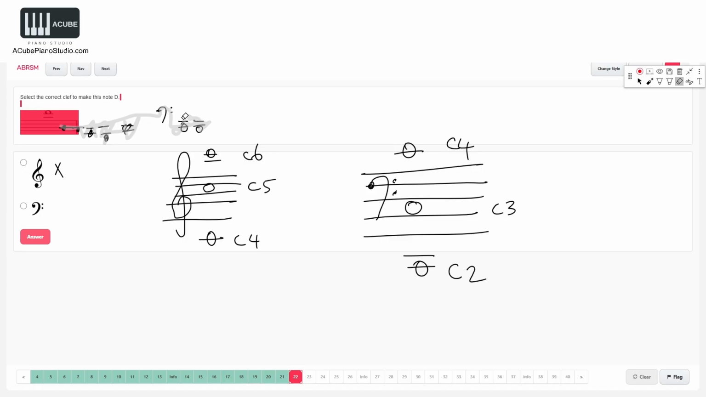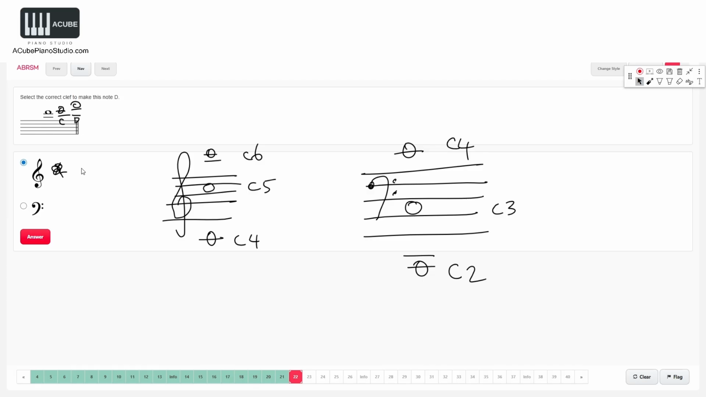Okay, so now we want to have D, right? So let's use this. If I have treble clef, then I'll use this C here as a reference because this is closest to this note here. This note is higher than this, so this is C, this will be D. So treble clef will give me D. So this is correct.